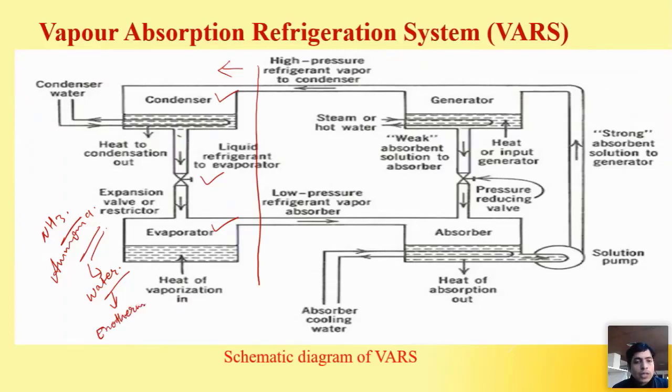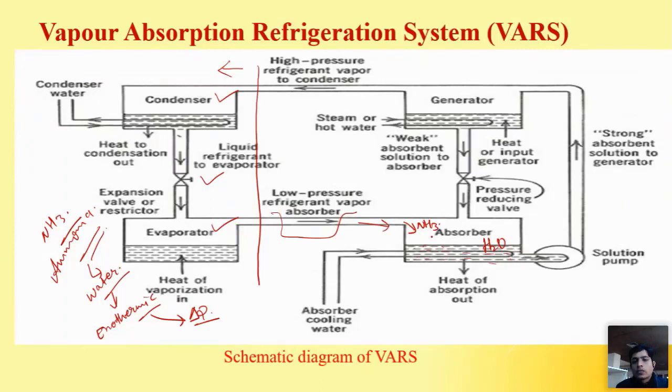What happens? The exothermic reaction takes place, which means heat is released to the environment. Okay, so if we want to increase the absorptivity of ammonia in water, or the solubility of ammonia in water, we need to decrease the temperature of the solution. If we are able to do so, then definitely the absorptivity or the solubility will increase, or the concentration of ammonia in the water will increase. So what will happen? The low-pressure refrigerant vapor moves to the absorber. Say ammonia is going here and water is already available there.